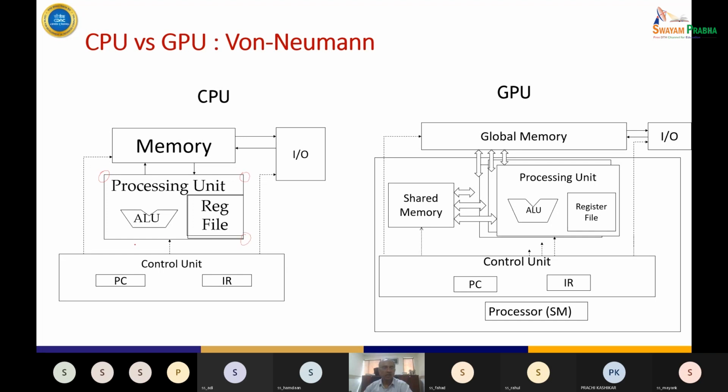Only one, there is only one rectangle, but here there are planes, each one of them being one core. Okay, and there is a shared memory, a global memory, and there is one control unit within the processing unit. So this is the crux of it: not just one core, but thousands of cores are available, and there are certain algorithms which are tuned for it.